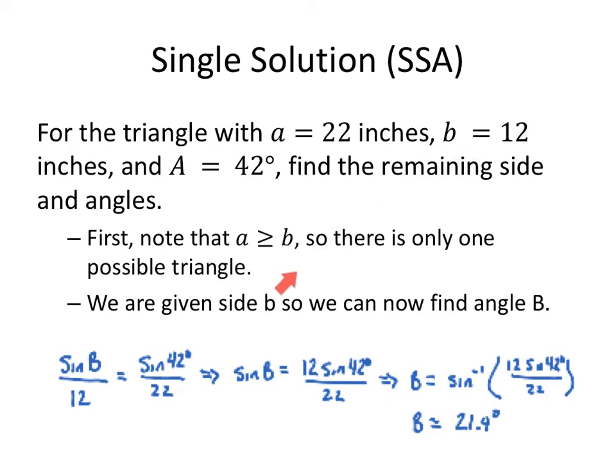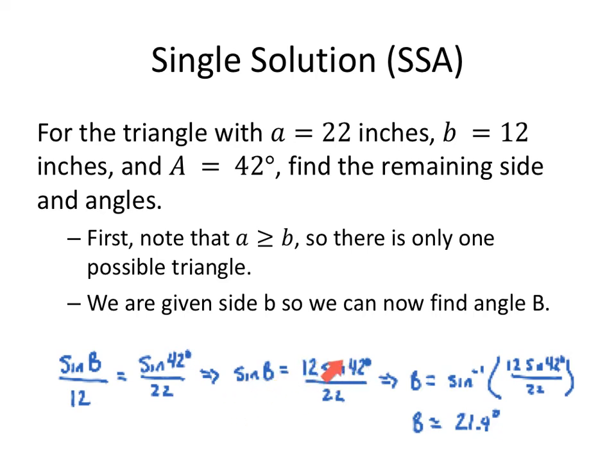We're given side B, so we can now find angle B. If I want to find an angle, angle B, sine of B over 12 equals the sine of 42 degrees over 22. Notice I'm using the reciprocals because I want to find the angle, so I put the angles in the numerators, the sine of the angles. Multiply both sides by 12. This right here, 12 sine of 42, that's B sine of A. This is giving us our height.